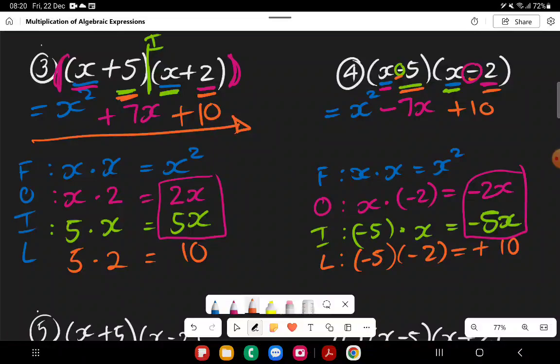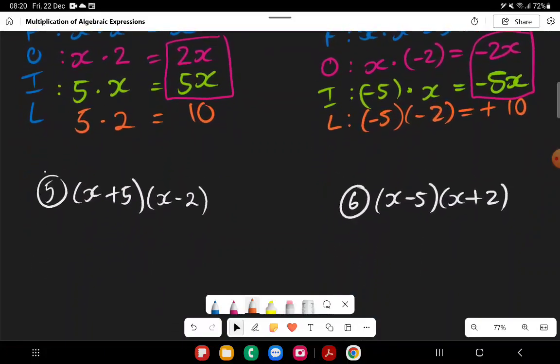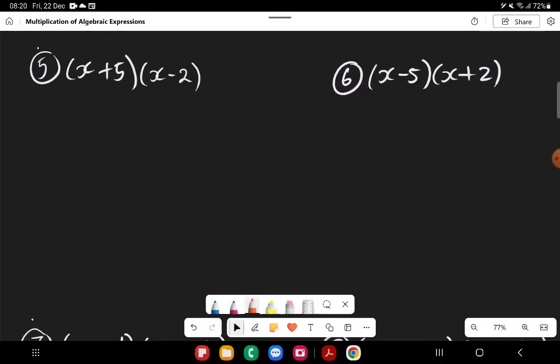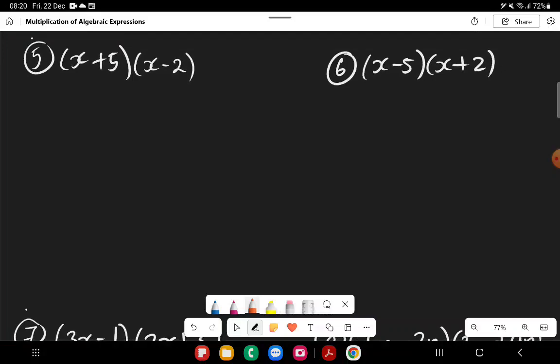Okay, so these two are almost identical. The first, or question number 3, has got positive signs. Question number 4 has got negative signs. Question number 5 and 6 are again similar, with one bracket positive and one negative, and 6 is one negative and one positive. So let's do FOIL again.